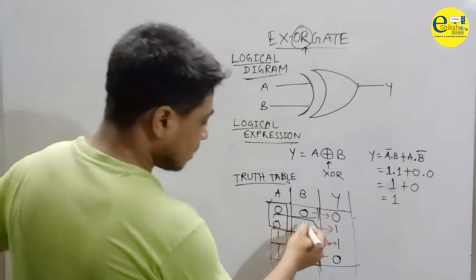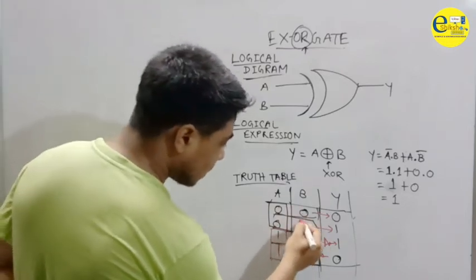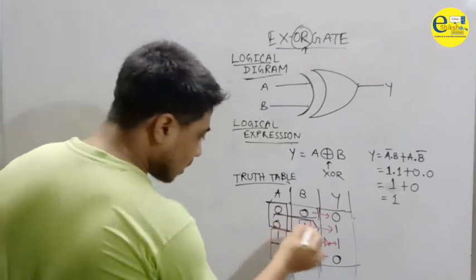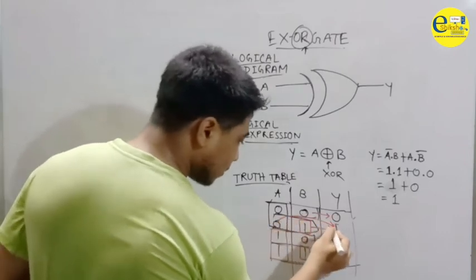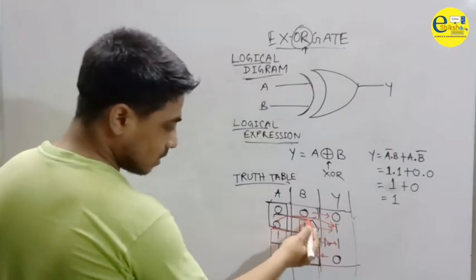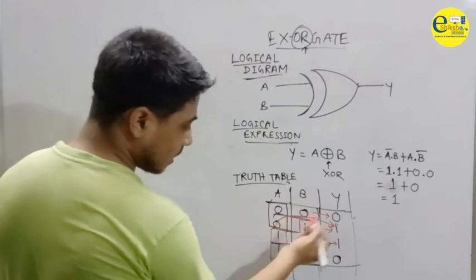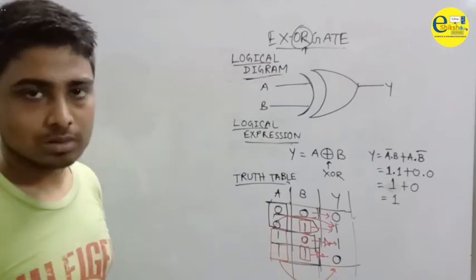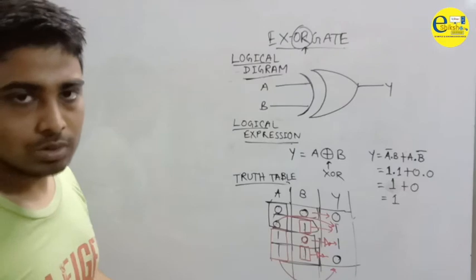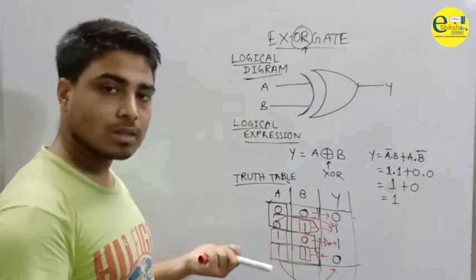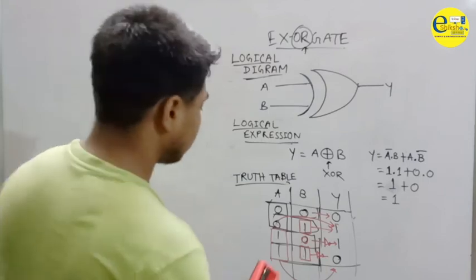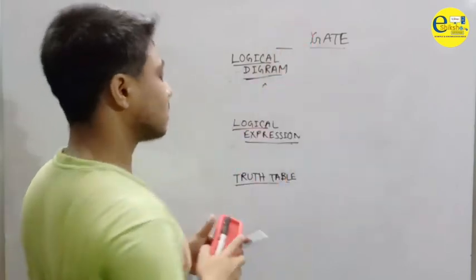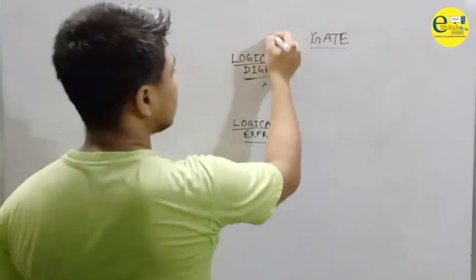Again, if you consider the B input, if one input is 1, the output will be the complement of the other input. If B is 1, the output will be the complement of the other input. It is applicable for both inputs. So I hope you understand. Again, if you don't understand, you can comment below. So now let's move on to the next and last gate, that is the XNOR gate.